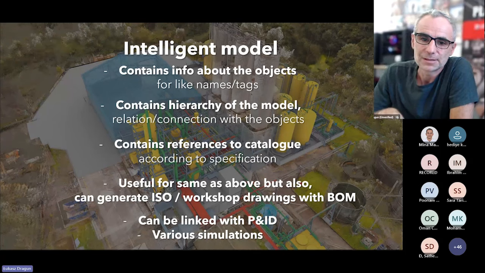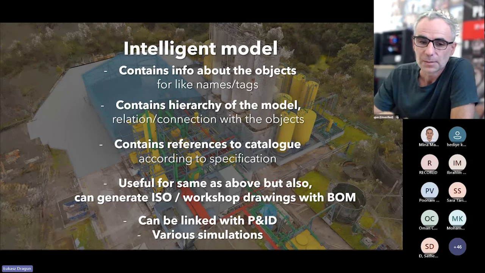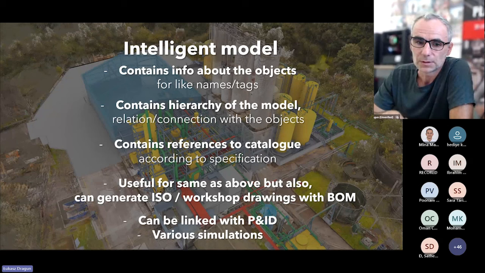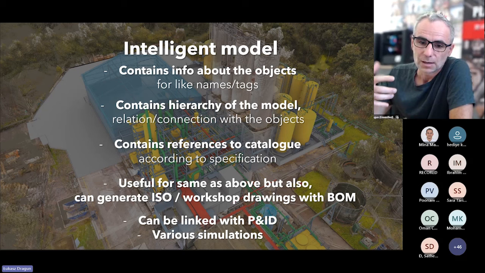The intelligent model contains everything I listed before, which is geometry and the tags. But the crucial difference of the intelligent model is the hierarchy of the model. It means that all the objects have connections between each other. They also include references to catalogs according to different specifications. And in general, the difference between the intelligent model and the other types of models I mentioned before is that here we can generate ISO drawings.